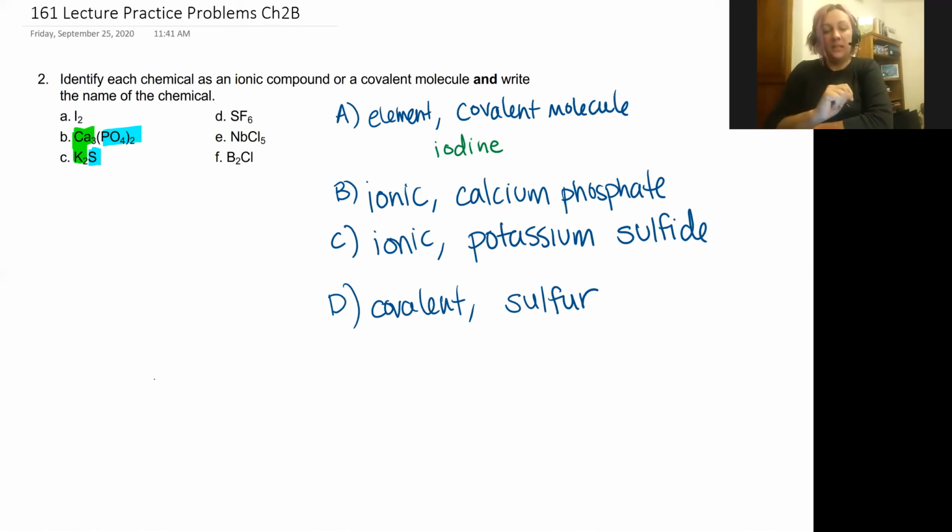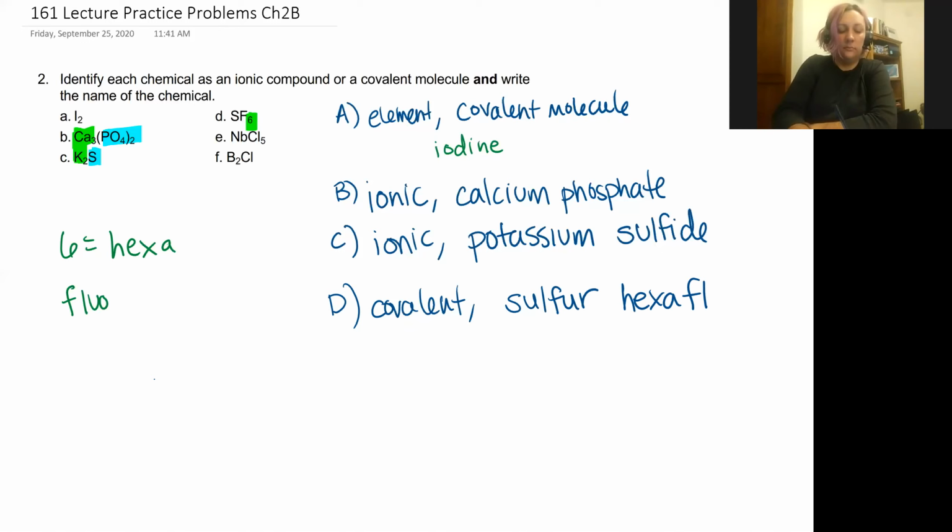There's only one, and so it would be monosulfur, but since it's the first named element, I won't include the mono. And then next I have fluorine, and I have 6 of those. And so that 6 is going to correspond to the prefix hex or hexa. So sulfur, hexa, and then my fluorine, which is the name of the element. I lose that INE and I put an IDE ending, so it'll be hexafluoride. Sulfur hexafluoride.